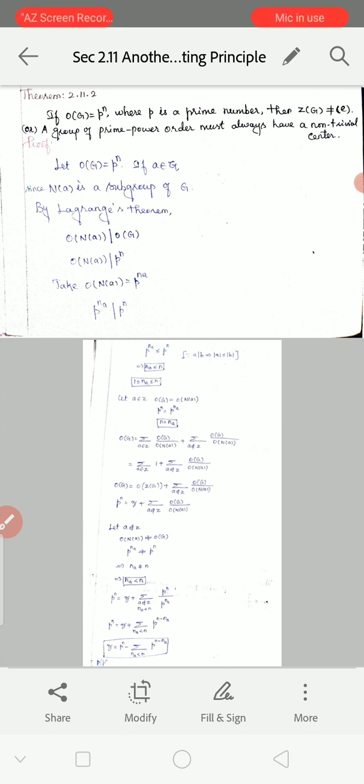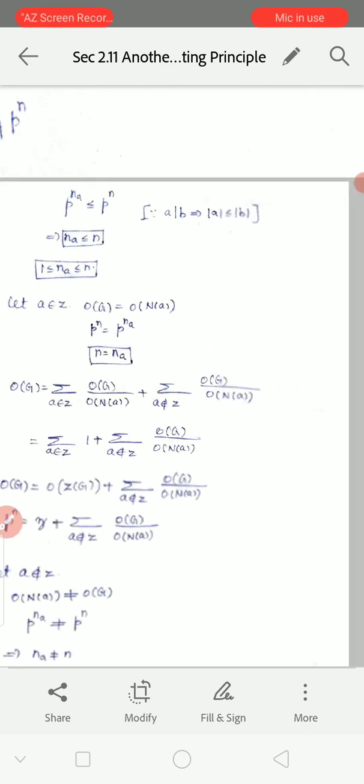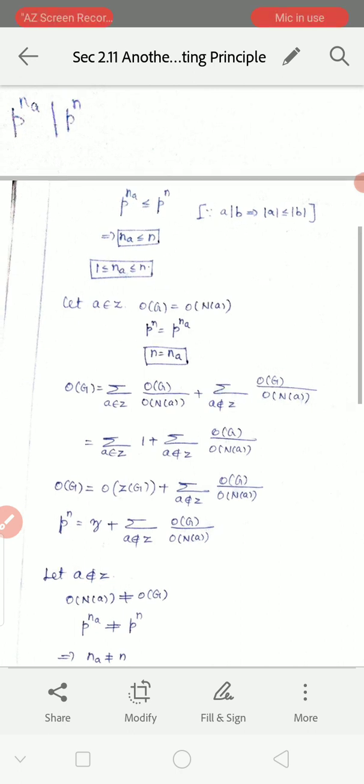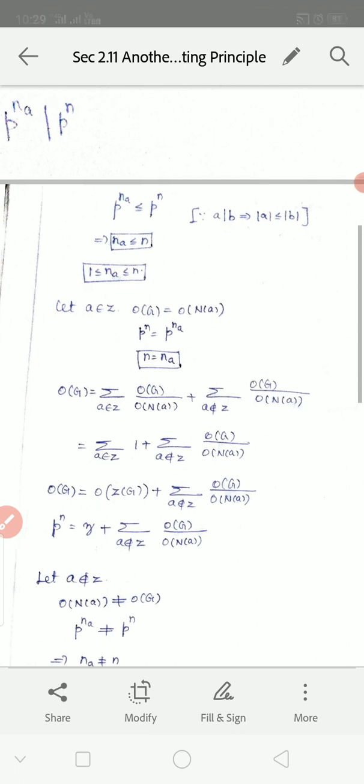Next we assume a belongs to Z. Suppose the element a belongs to the center of G. We already have the result: a belongs to Z if and only if N of a equals G. If G is finite, a belongs to Z if and only if order of N of a equals order of G. Here we assume that the element a belongs to the center of G. So we get the result order of G equals order of N of a. Order of G value is p power n. Order of N of a value is p power n_a. So p power n equals p power n_a. We get n equals n_a.